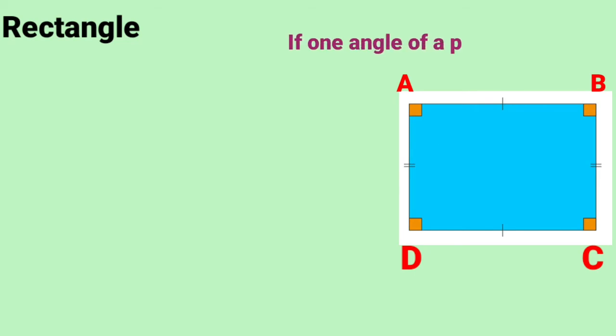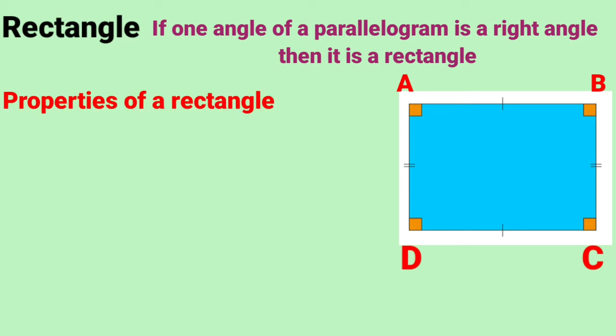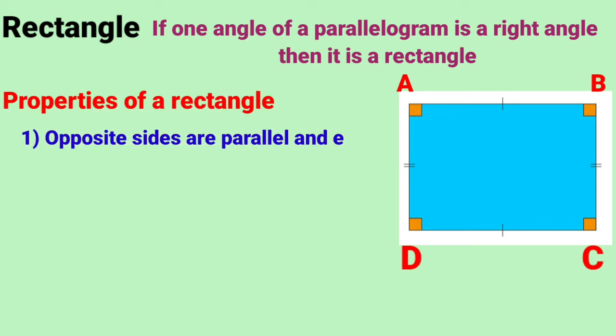Next we have rectangle. It is a type of parallelogram only. So if one angle of a parallelogram is a right angle, then it is a rectangle. So here this is a rectangle. Here we can see the properties of a rectangle. Number one, opposite sides are parallel and equal.